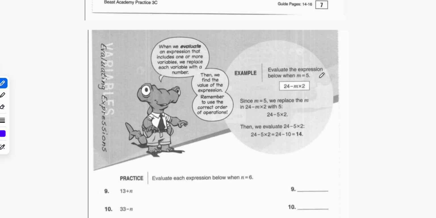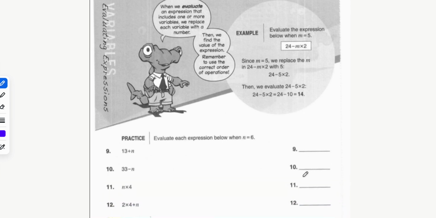We're given 24 minus m times 2. Since m equals 5, we replace the m in 24 minus m times 2 with 5. So 24 minus 5 times 2. Then we evaluate 24 minus 5 times 2. We have to follow PEMDAS, so the multiplication goes first. 5 times 2 is 10, and 24 minus 10 is 14.